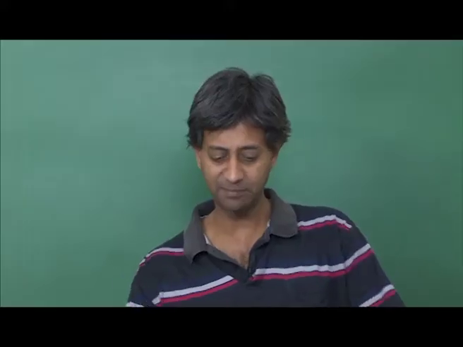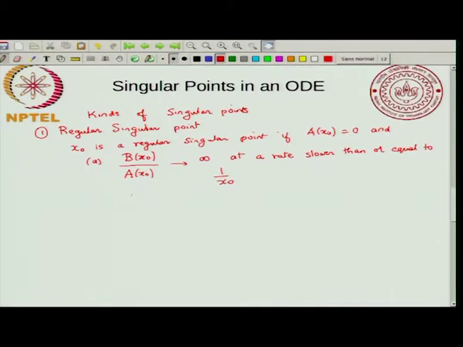So for example, if b of x0 divided by a of x0 goes as 1 over x0 to the power 1, or 0.5, then x0 is a regular singular point. This is one condition.